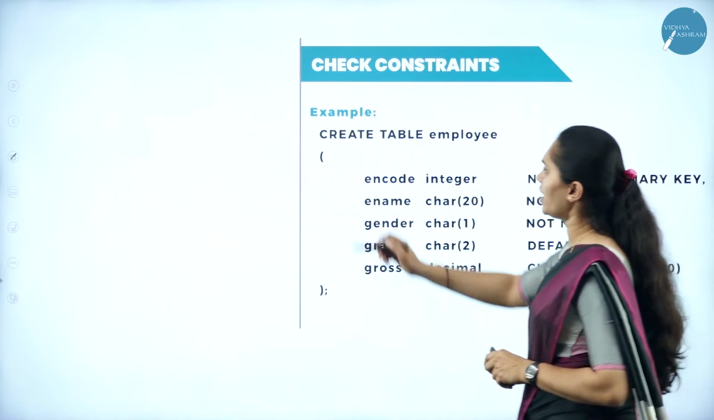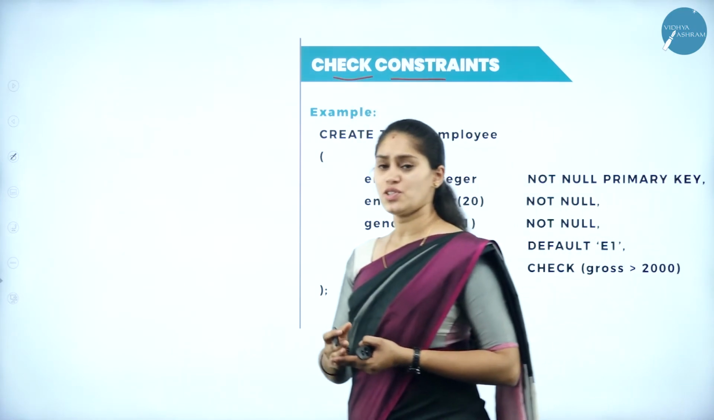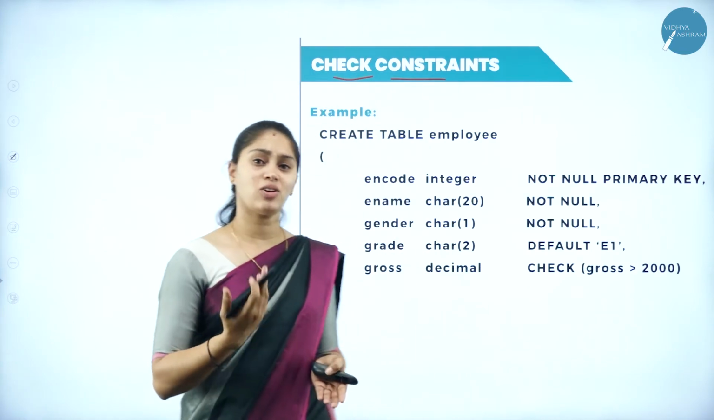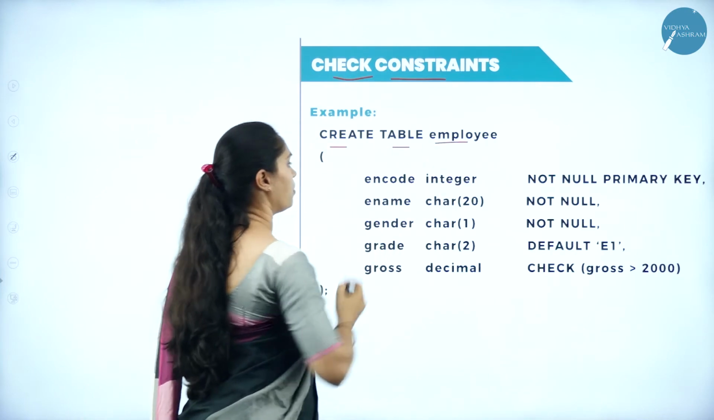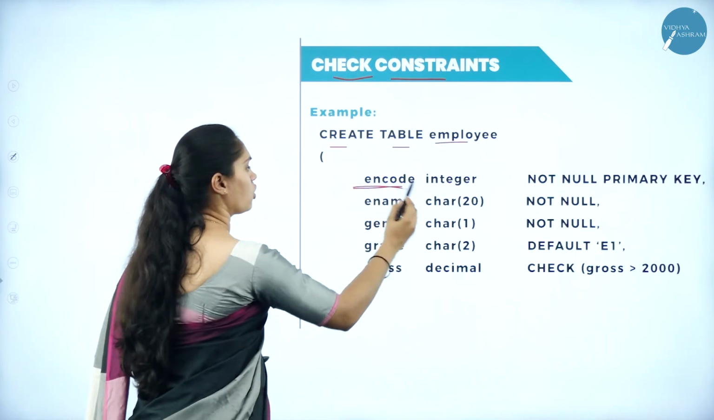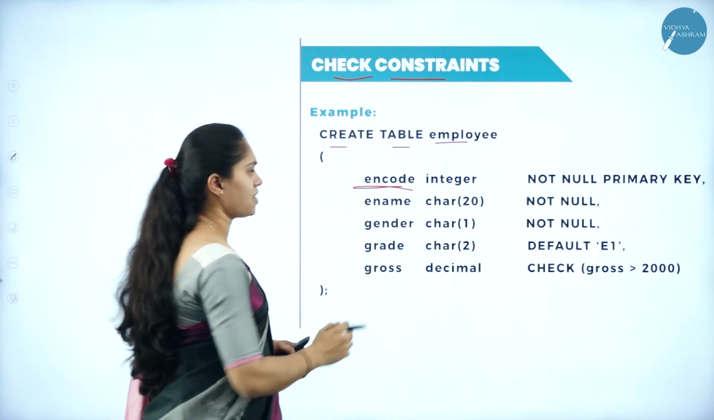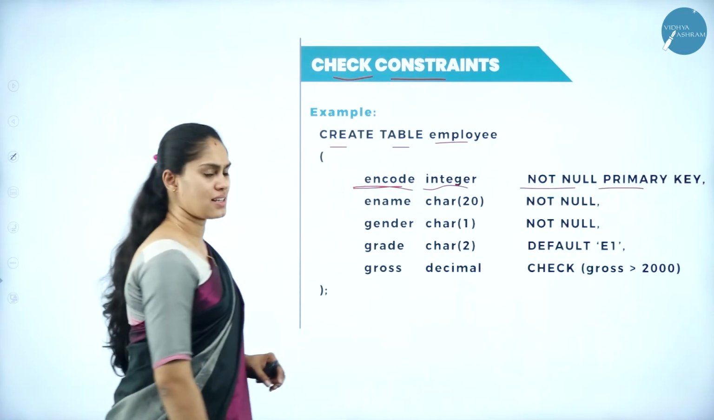Next constraint is what? Check. That means we are checking some condition. If that is true, or if it satisfies, then only it will proceed to go further. Create table employee. Here also I am creating a table called employee, and here ecode is the primary key, and it is of data type integer. It can't be null, and we are making that a primary key.